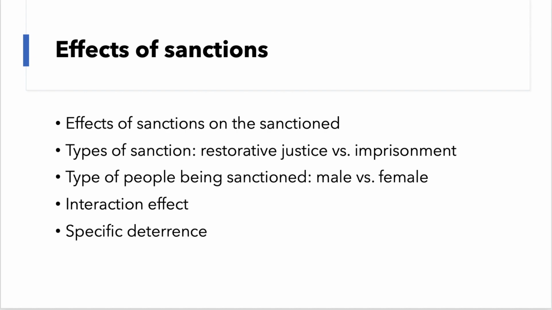Defiance theory says we need to study the effects of sanctions on the sanctioned, that is, people who receive those sanctions, and to see whether those sanctions differ according to the type of sanction they receive. For example, restorative justice versus 10 years imprisonment, or both, versus the type of people being sanctioned, younger people versus older people, or male versus female, people who have a stake in the society through employment and family, then who don't.